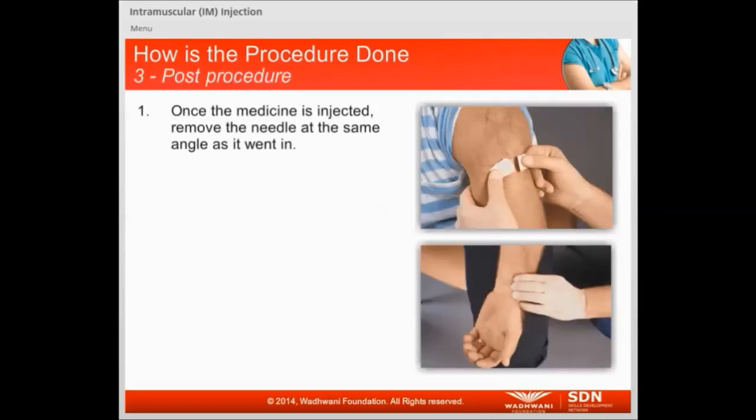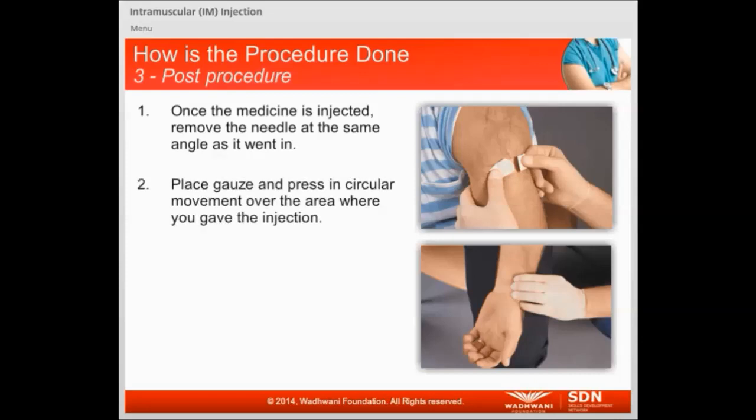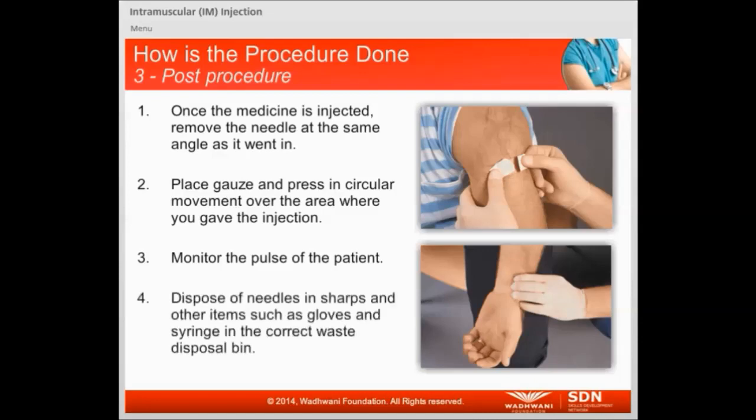1. Once the medicine is injected, remove the needle at the same angle as it went in. 2. Place gauze and press in a circular movement over the area where you gave the injection. 3. Monitor the pulse of the patient. 4. Dispose of needles in the sharps box and other items such as gloves and syringe in the correct waste disposal bin.